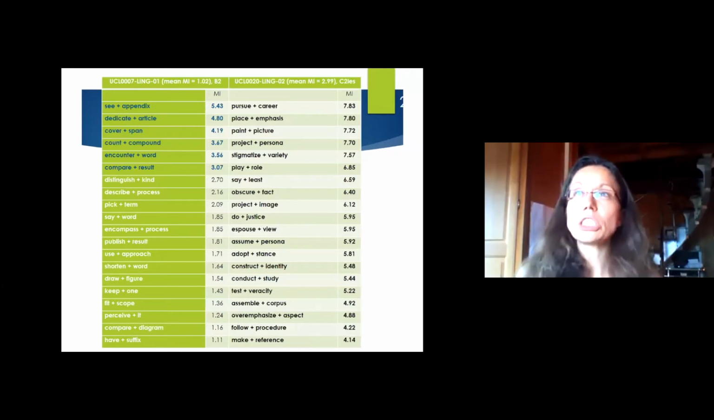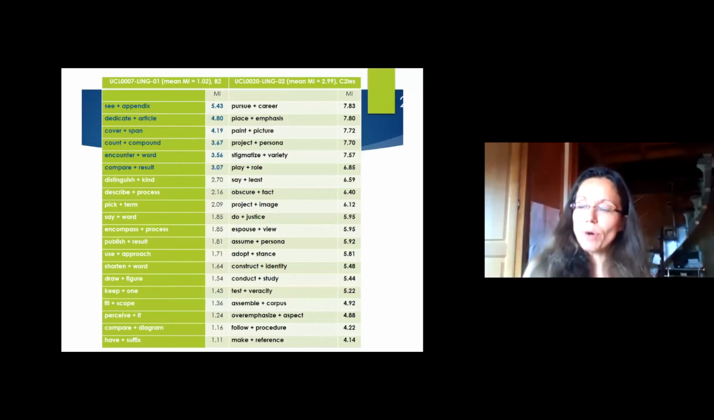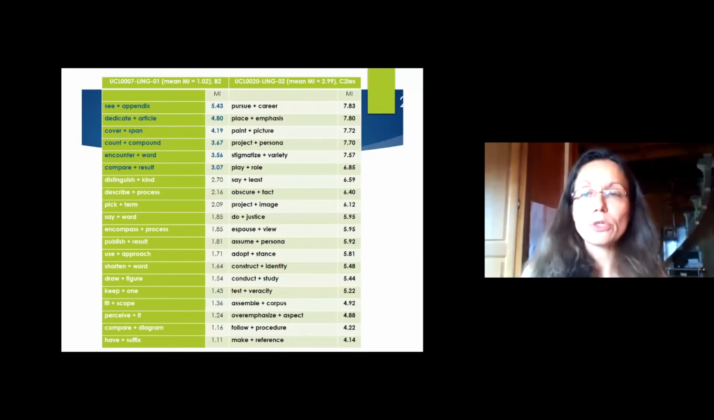Word combinations in the text on the right stand out as being perfect native-like restricted collocations typical of academic writing that allow writers to express their meanings in a precise and sophisticated manner. So you'll find pursue a career, place emphasis, paint a picture, play a role, do justice, adopt a stance, okay?